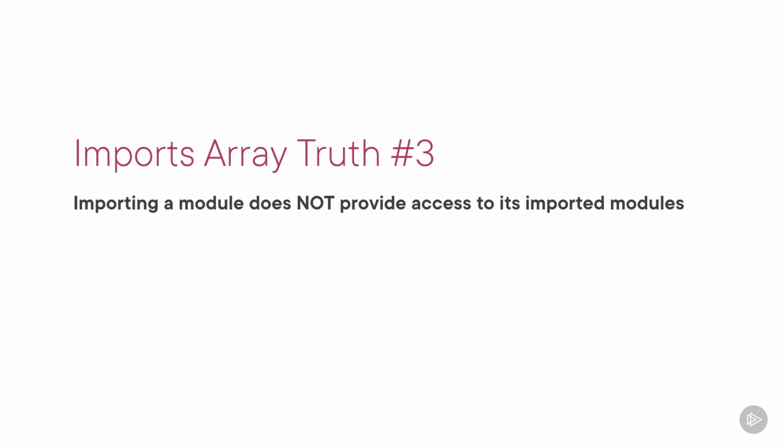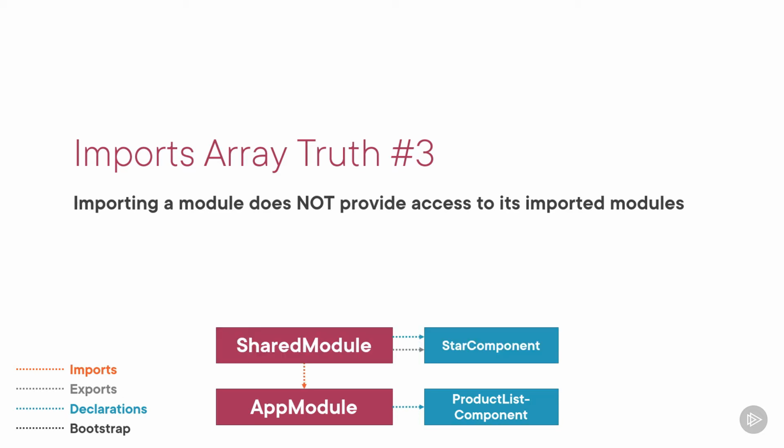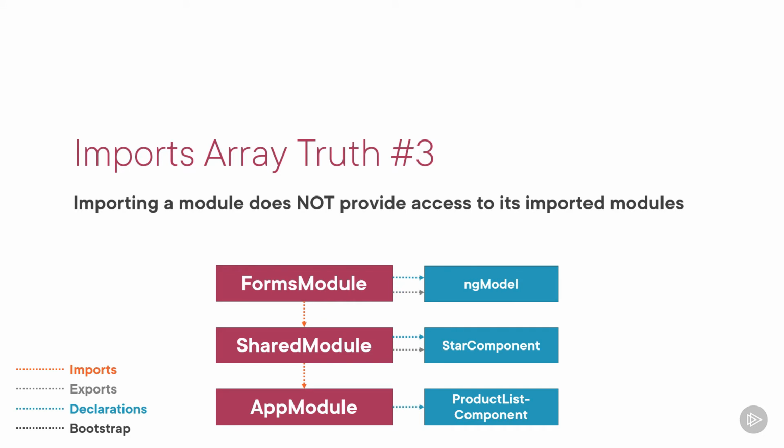Let's look at that with a picture. Here we have AppModule, which declares the product list component, and a shared module that declares and exports the star component. AppModule imports the shared module, so the shared module's exports are available to the AppModule's component templates. This means that the product list component can use the star component directive. If the shared module imports the Forms module, then the Forms module's exports are available to the shared module, and the star component could use the NgModel directive.